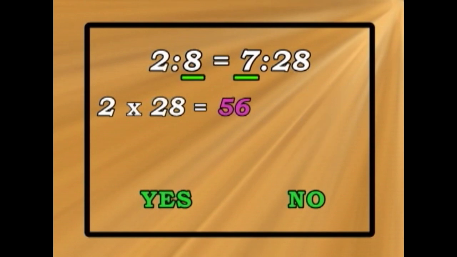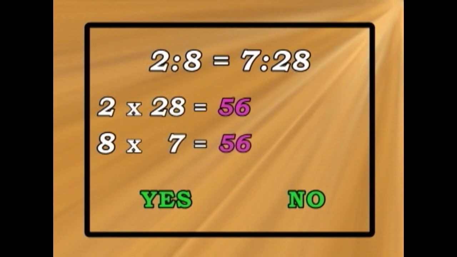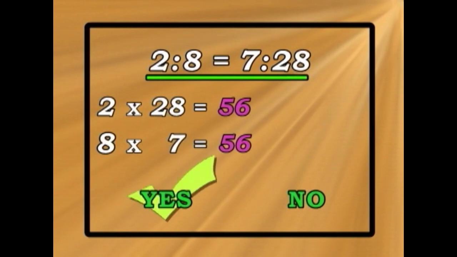Now look at the means, 8 and 7. 7 times 8 equals, that's right, 56. So we can say that 2 to 8 equals 7 to 28 is an equivalent ratio. So let's mark it yes.